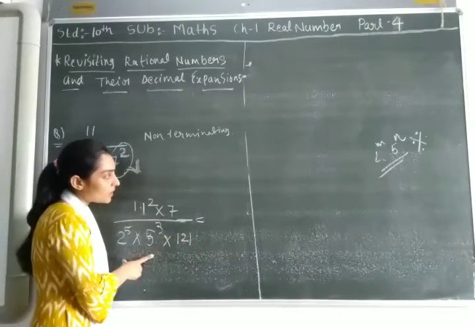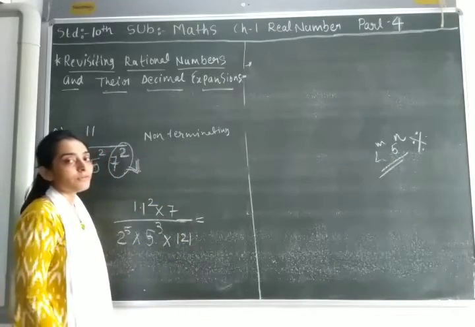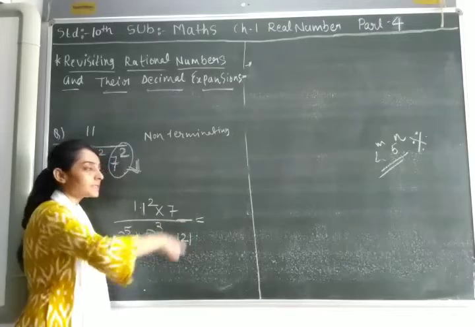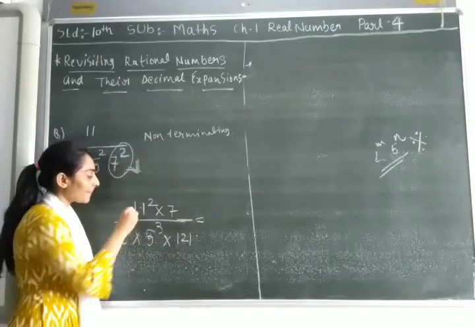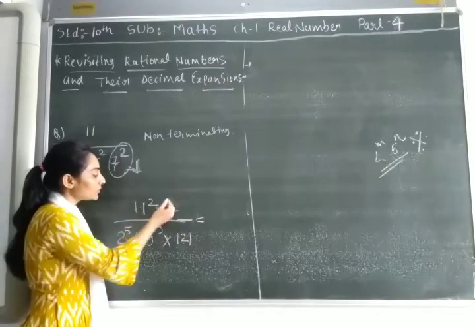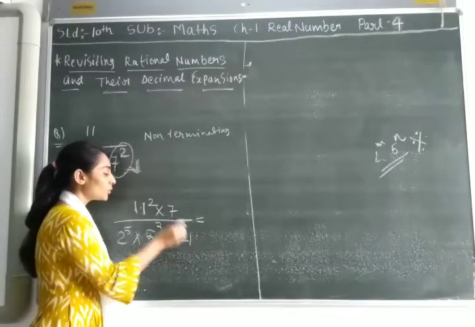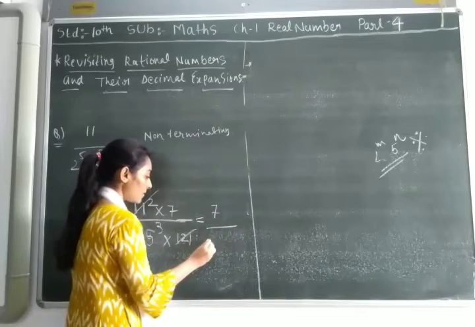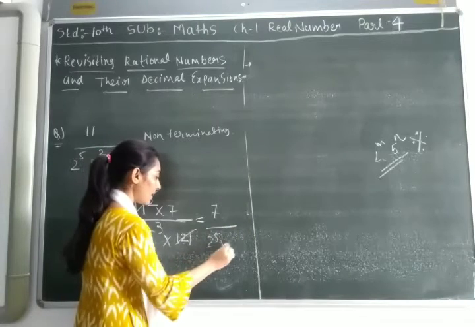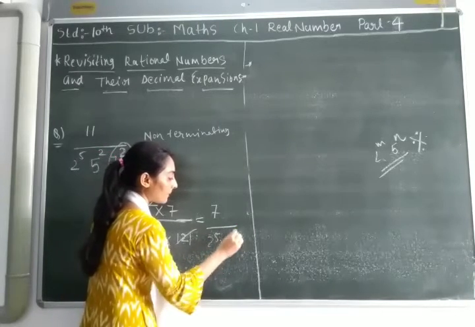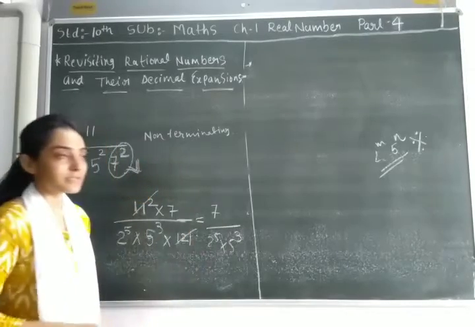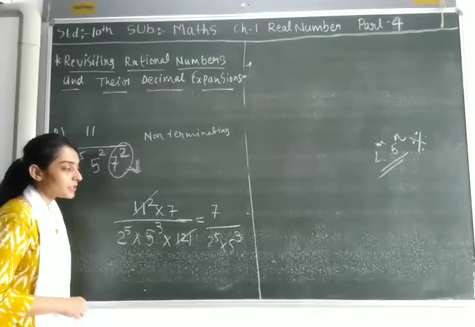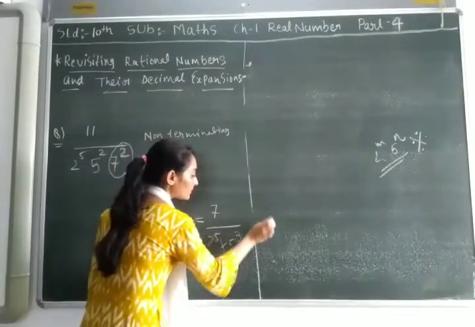Are we getting the denominator in this form? If yes, then we can say this number is terminating. So 11 to the power 2 and 11 to the power 2 get cancelled. So again I am getting 7, 2 to the power 5 and 5 to the power 3. So we can express these in a decimal expansion.